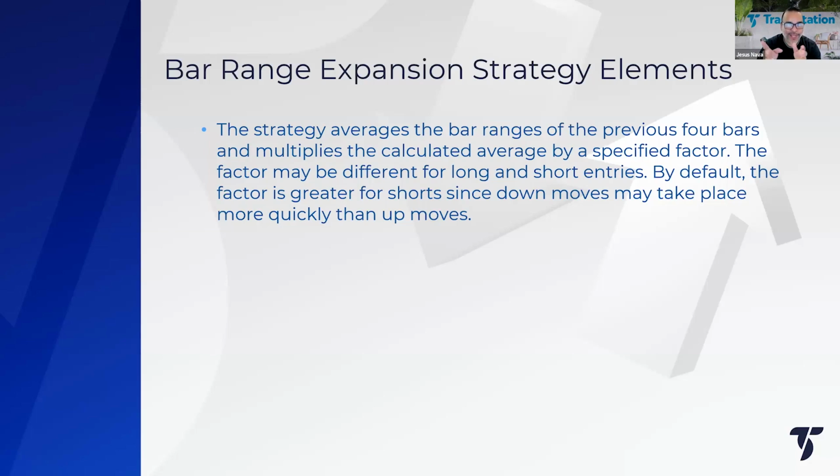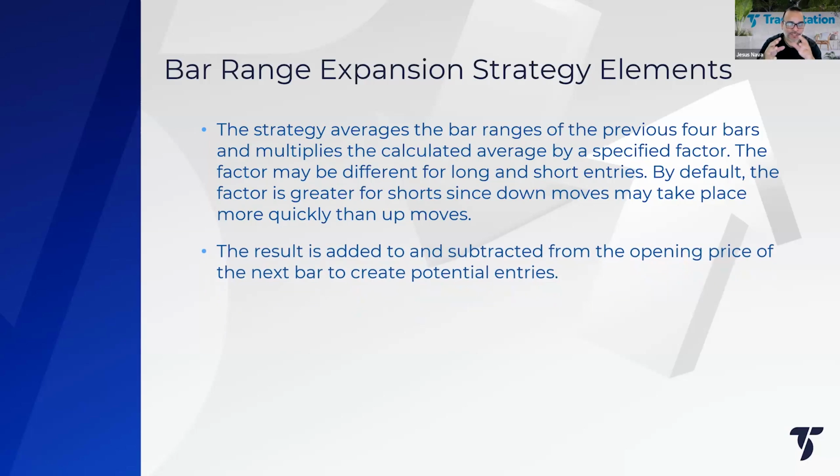For the long entries, we have a 0.7 factor that gets multiplied to the range, or the range is multiplied by this factor. On the short side, the default is going to be 1, and we're going to take a look at it once we move over to TradeStation. I'll go over the inputs again and describe them so that there's no confusion. Once you multiply the average range times this factor, this amount is added and subtracted from the opening price of the next bar to create potential entries.